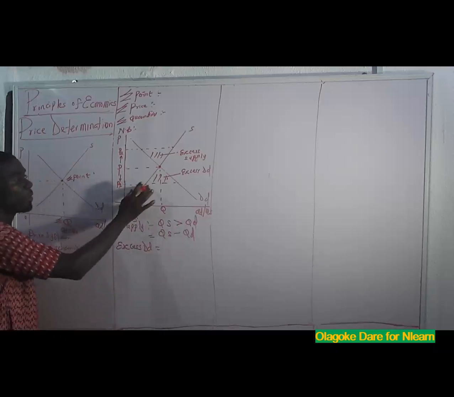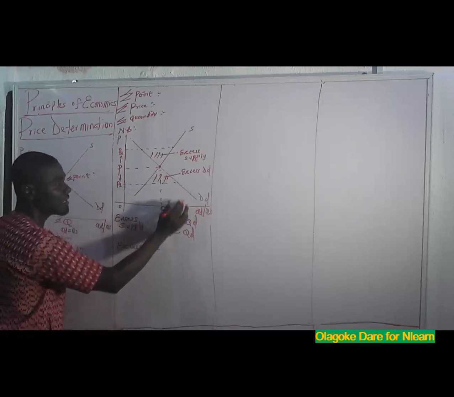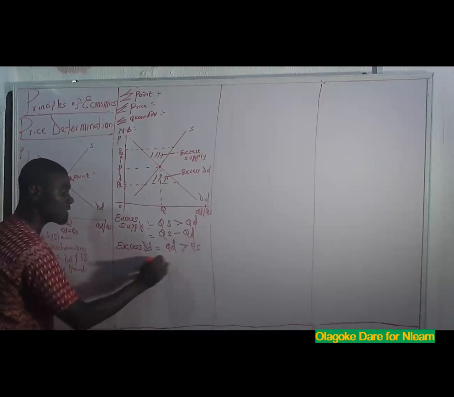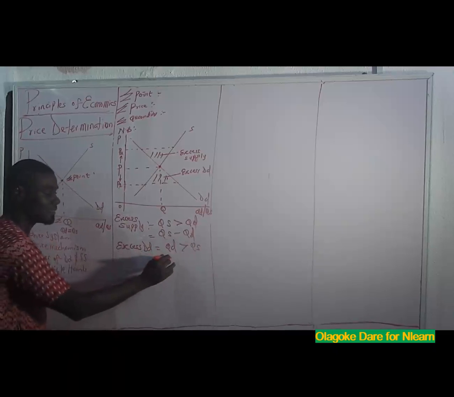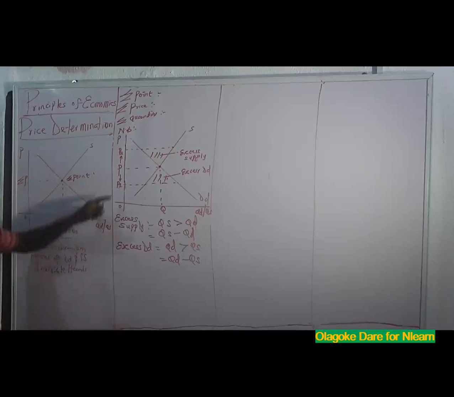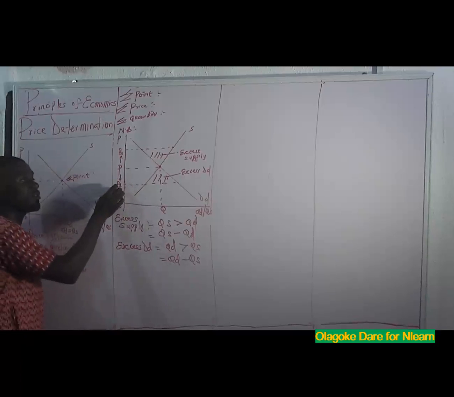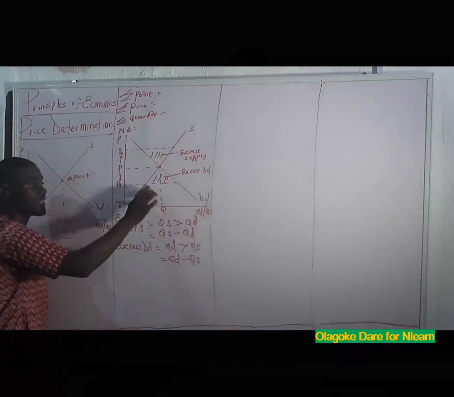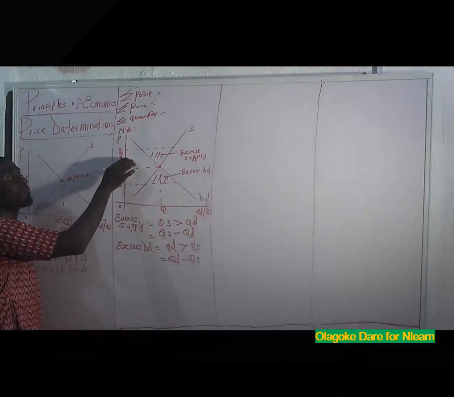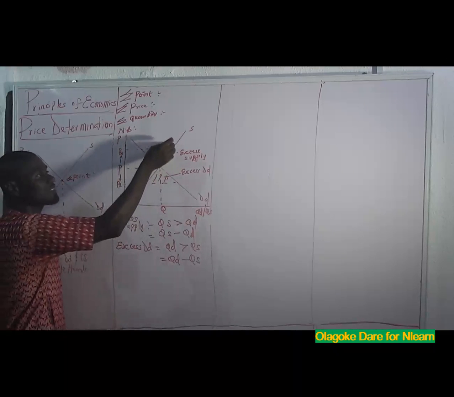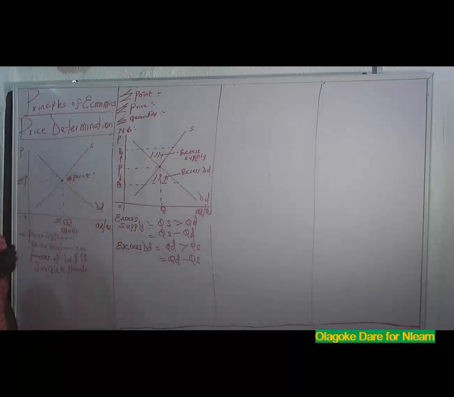The next is excess demand. Excess demand occurs when quantity demanded is greater than quantity supplied. So how do you calculate excess demand? Excess demand is quantity demanded minus quantity supplied. What causes excess demand? When a price is fixed below the equilibrium price. So the consequence of fixing the price below the equilibrium price is that it will lead to excess demand for goods and services, which means that quantity demanded will be greater than quantity supplied. What's the consequence of fixing price above the equilibrium price? It will bring about excess supply, which means quantity supplied will be greater than quantity demanded.